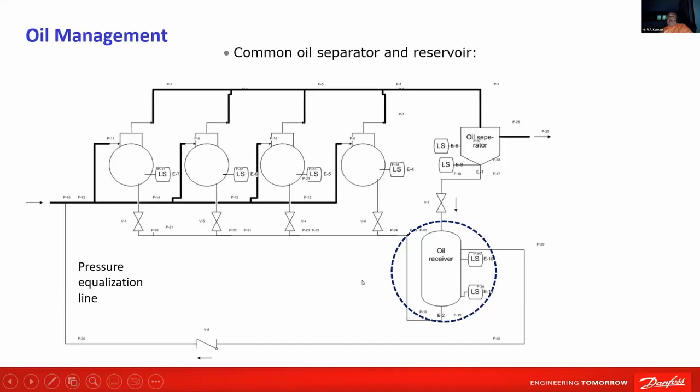Two things I want to highlight here. One, we are connecting this oil reservoir to the suction line. That is to bring down the pressure inside the oil reservoir closer to suction pressure. Otherwise, if you give this oil directly from discharge pressure, there will be foaming in the compressor because the compressor crankcase is at suction pressure. And there is a check valve to prevent backflow.